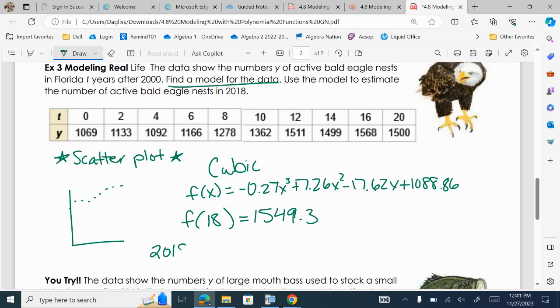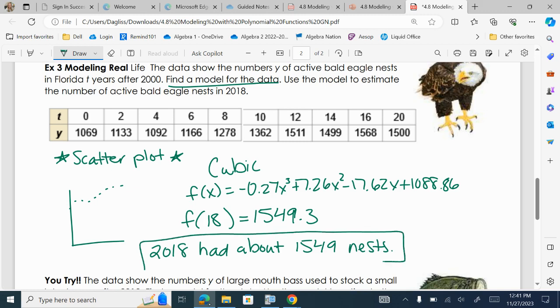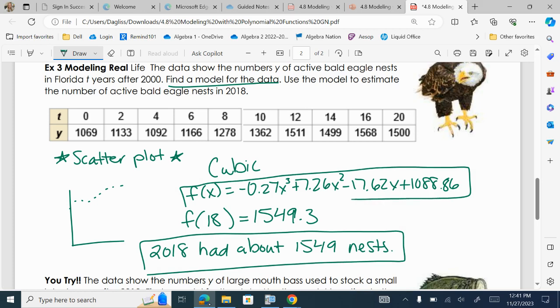So 2018 had about 1,549 nests to answer their question. Okay, so this is the model. This was part 1, and then we evaluated for 2018 in a minute.